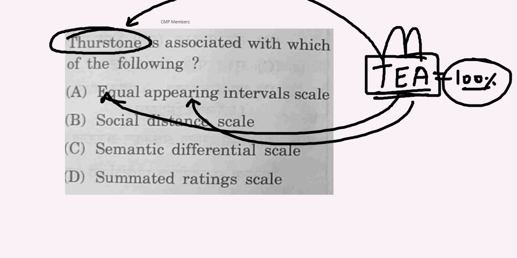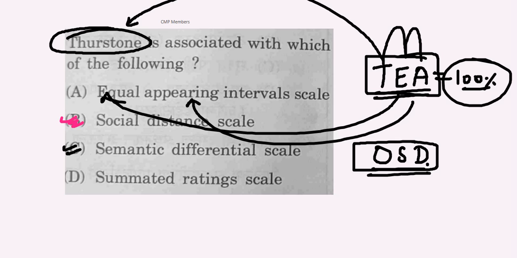Now, the social distance scale is given by someone else. We will not talk about that in this particular video because this is a quick mock test. And the semantic differential scale is by OSD, obviously Osgood semantic differential scale. This is quite common and easy. But for the summated rating scale, what is the mnemonic? The mnemonic is LSR.